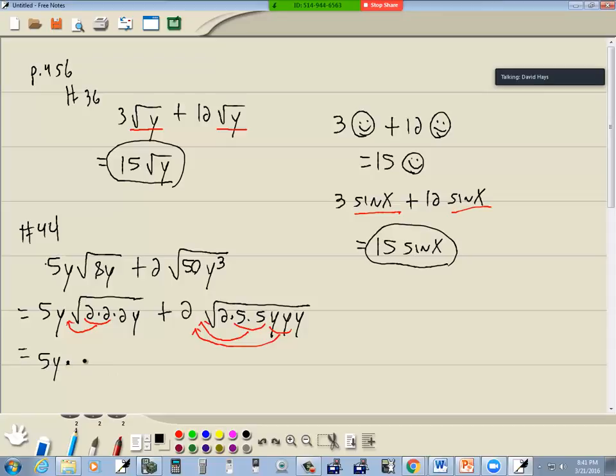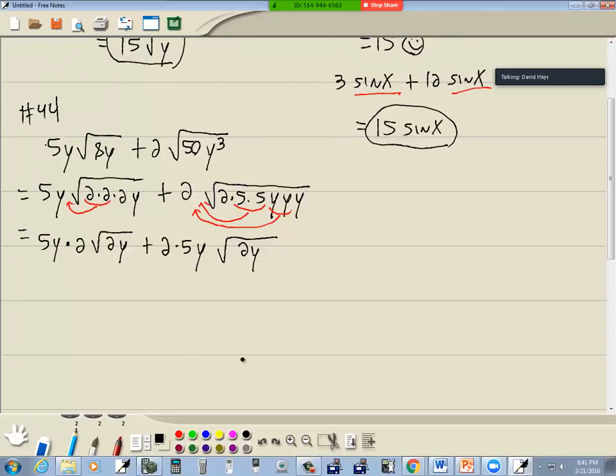So we have 5y times 2, then we're left with a 2y inside. Over here, the pair of 5's comes out as a single 5, the pair of y's comes out as a single y. And we're left with a 2 and a y inside. Five times 2 is 10, so we got 10y square root of 2y plus 2 times 5 is 10y square root of 2y.